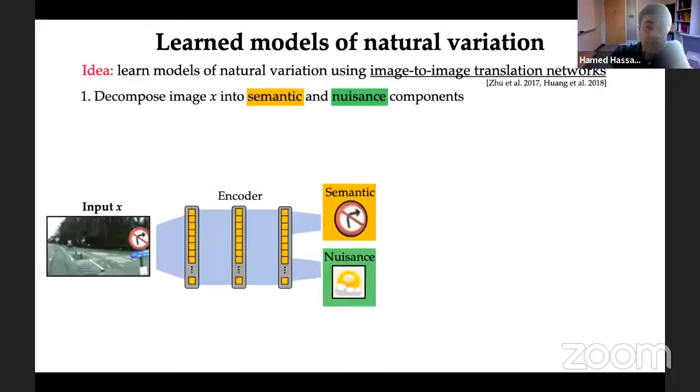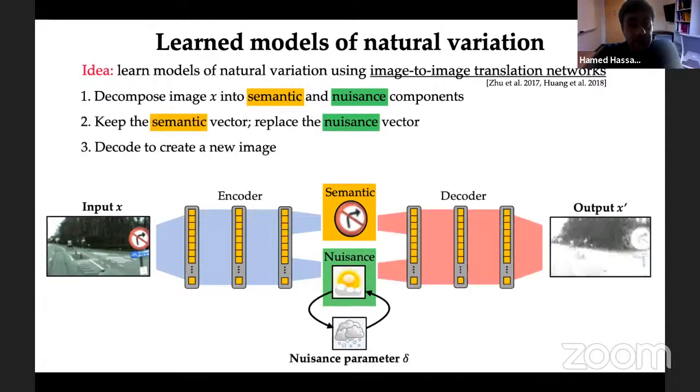The high-level idea is the following. You take your input, and there is an encoder that decomposes your input into two parts, the semantic part and the nuisance part. The semantic part captures the high-level details in the picture, for example, the street sign, as well as the scene, and so on. The nuisance part is aimed to capture the natural variation in the image. And then there is a decoder that, when we vary this nuisance parameter, should give us different images with different natural variations. Okay, so that's the encoder and decoder part.